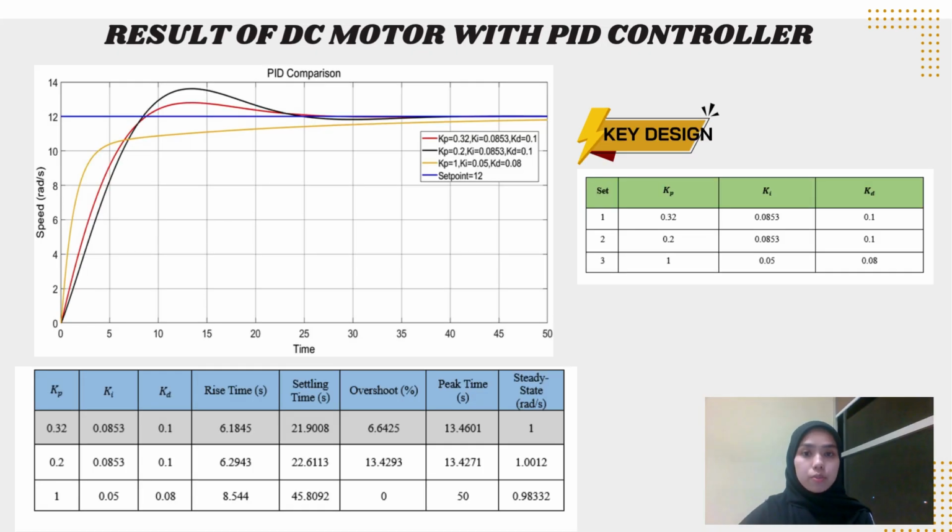So this is the result of the DC motor with PID controller. By varying the values, the best values that we get are KP 0.32, KI 0.0853, and KD 0.1. Actually, we use PID tuning, but from this varying condition, we can see that this is the best optimal result for PID.